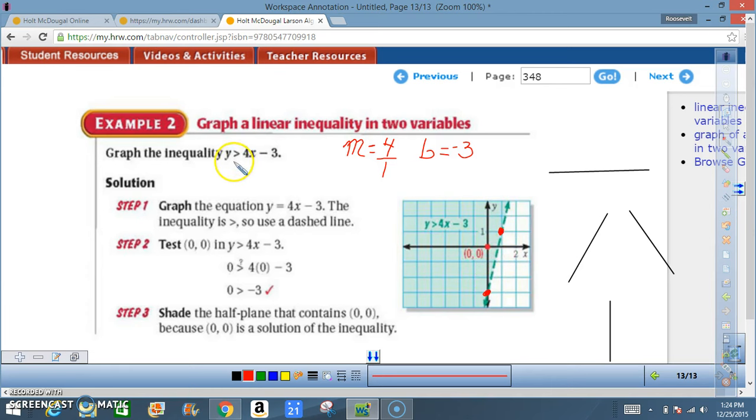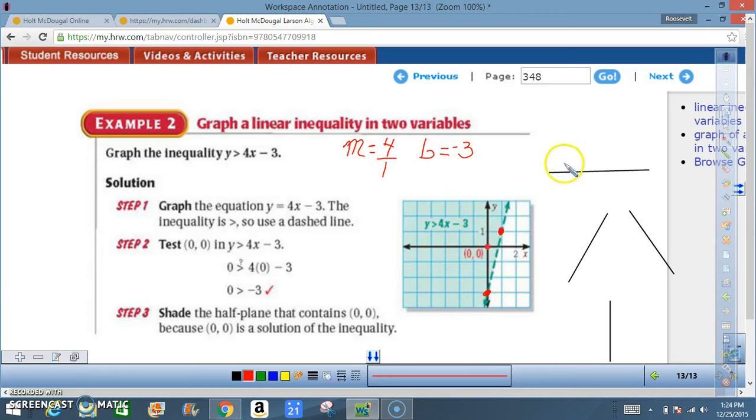Now, since it says greater than, that tells me to shade above the line. So here, I'm shading in this direction. All this right here must be shaded. That means everything in this region that is blue is a solution except what's on the dashed line. Anything on the line is not a solution. If the line was solid, it would be a solution.